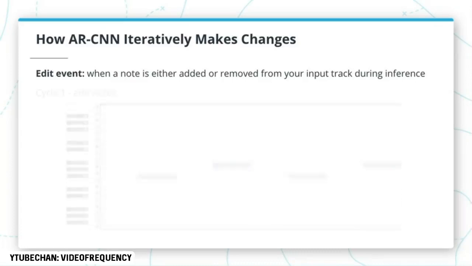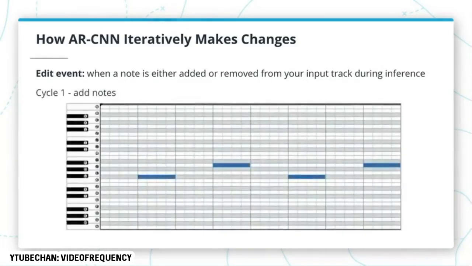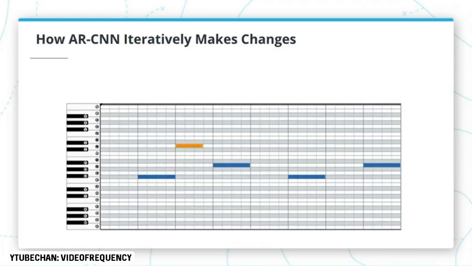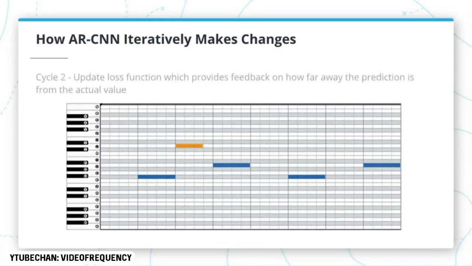Let's look at an example. Imagine that inference occurs in discrete cycles. During the first cycle of inference, the ARCNN model adds a new note shown as an orange box. We refer to that as a single edit event. Cool, so we have completed our first cycle. What happens next? Immediately, we want to update our loss function. Remember, our goal is that the edit event moves your input track to a state where it sounds more like the music it was trained on.